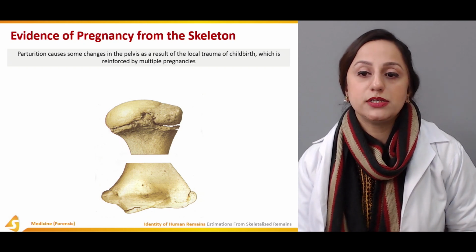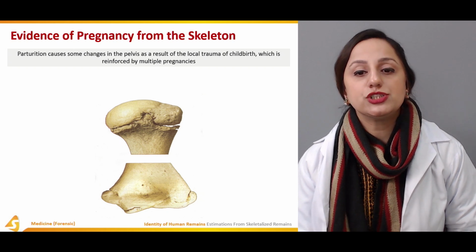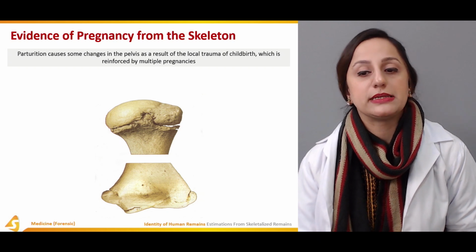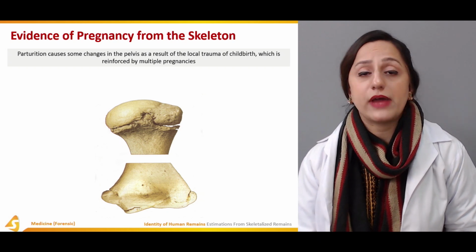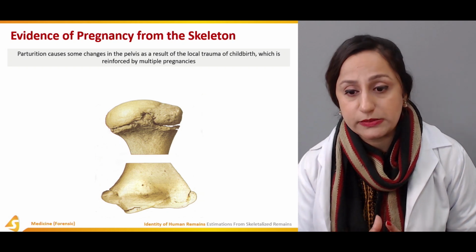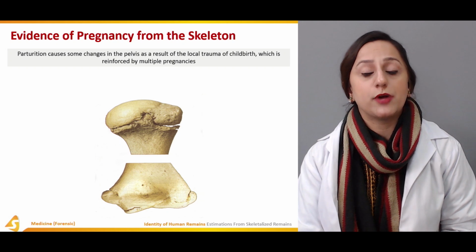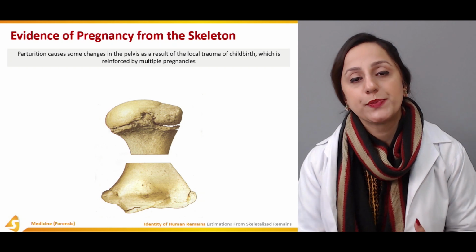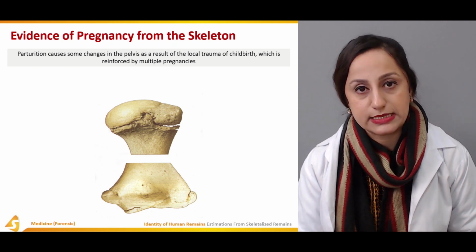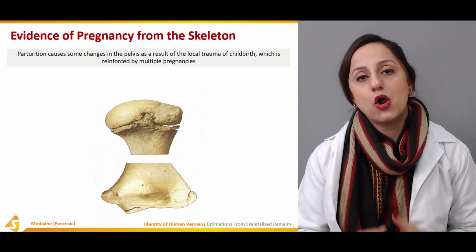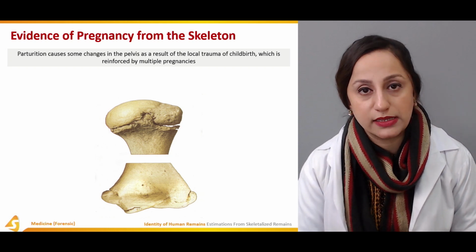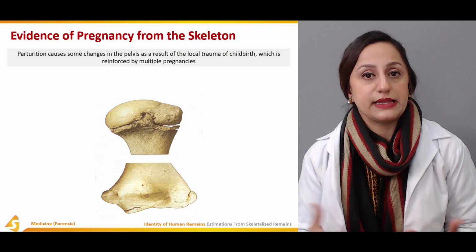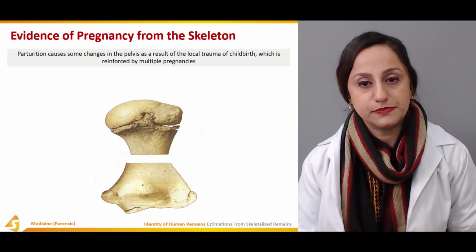Now, moving on to the evidence of pregnancy from the skeleton. Parturition causes some changes in the pelvis as a result of the local trauma of childbirth, which is reinforced by multiple pregnancies. So there can be fractures of the head of the femur, which contribute towards the parturition process. And with all of the physical findings that I've already told you that contribute towards the childbearing process, the sacrum, the ileum and the pubis, there can even be pubic fractures during childbearing and the process of parturition, which comes in handy. All of these things come into play.